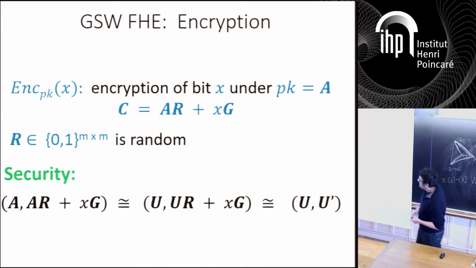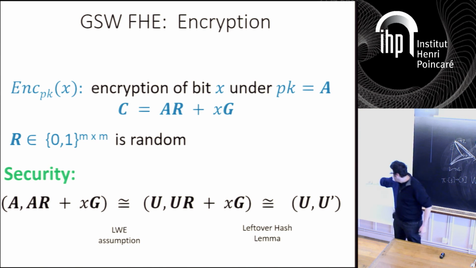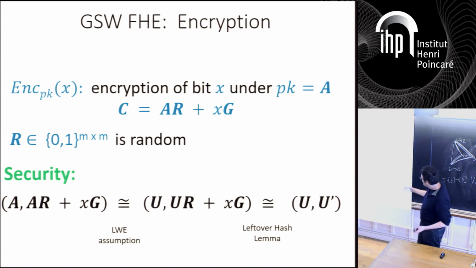Okay, and the security of this encryption actually follows right away from the LWE assumption. So if you see the public key and the ciphertext, well, by the LWE assumption, I can replace this matrix A with uniform. So there's uniform and uniform times R plus XG. And by something called the leftover hash lemma, you can actually say statistically U times R is random, even given U. Okay, so that's it. That's the proof of security.